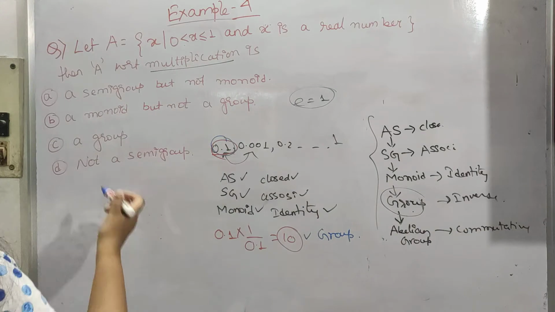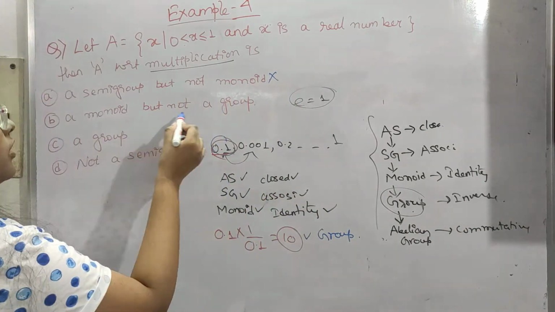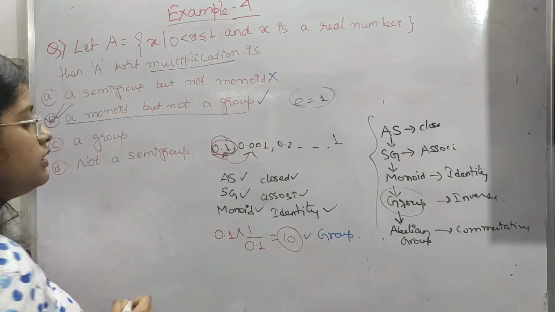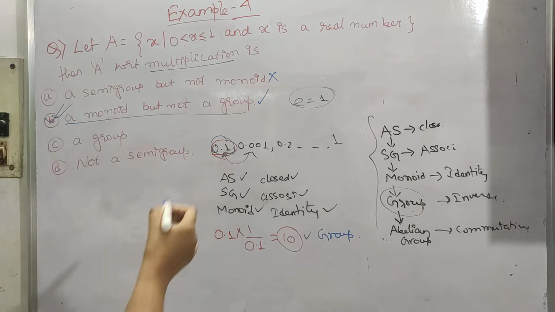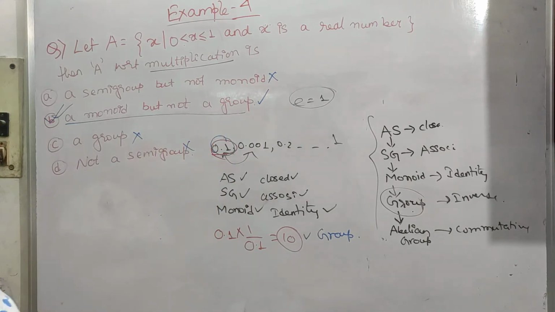So let's see the options here. It is a semigroup but not a monoid. This is false because it is a monoid. Monoid but not a group. Yes, this is true. So this is a monoid but not a group, and this is our answer. Is a group? False. Not a semigroup is also false.